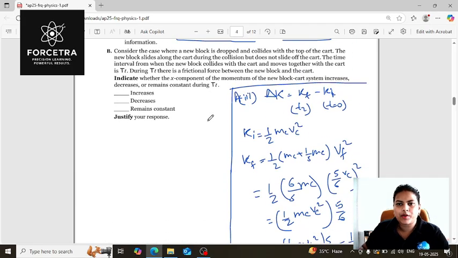Now let's see point B, which says: consider the case when a new block is dropped and collides with the top of the cart. The new block slides along the cart during the collision but does not slide off the cart. The time interval from when the new block collides with the cart until it moves together with the cart is delta t. There is a frictional force acting between the new block and the cart. Indicate whether the x component of the momentum of the new block-cart system increases, decreases, or remains the same during the delta t. So we have to justify the answer.